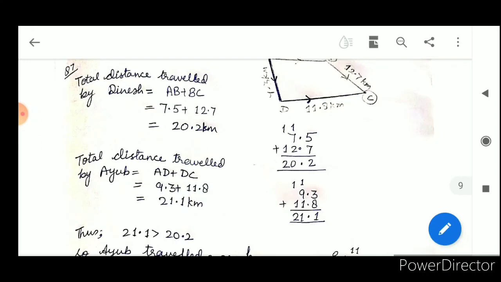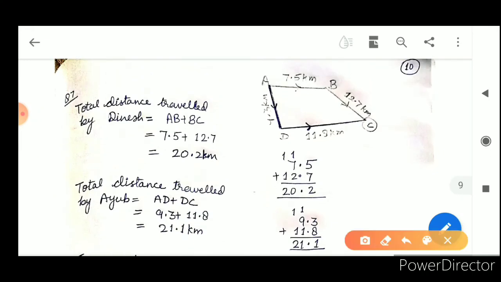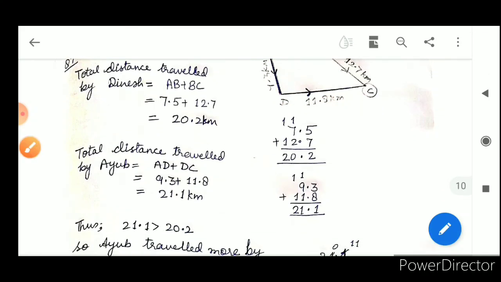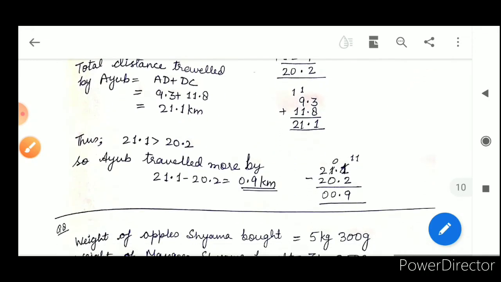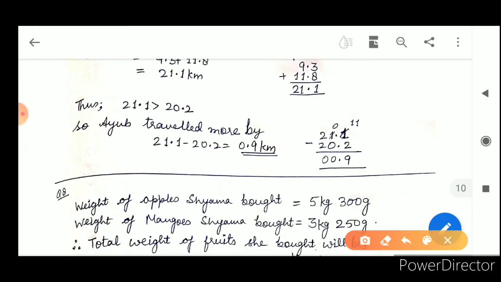Now in question number 7 we have to compare the distance traveled by Dinesh and Ayub. Here Dinesh followed the route AB plus BC. So you will add it, while Ayub followed the route AD plus DC. Both have to reach point C only. So we will add the given distances and we will compare. It is easily visible that 21.1 is greater than 20.2, and to find by how much, we will subtract them.